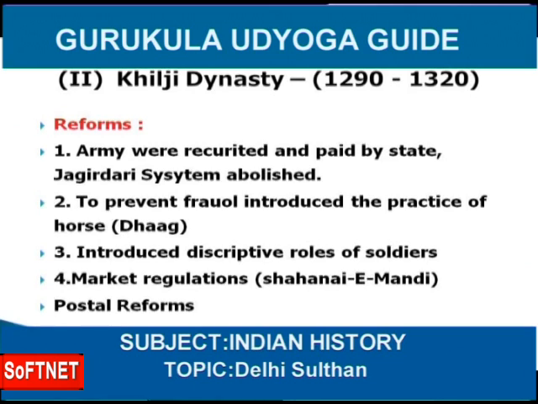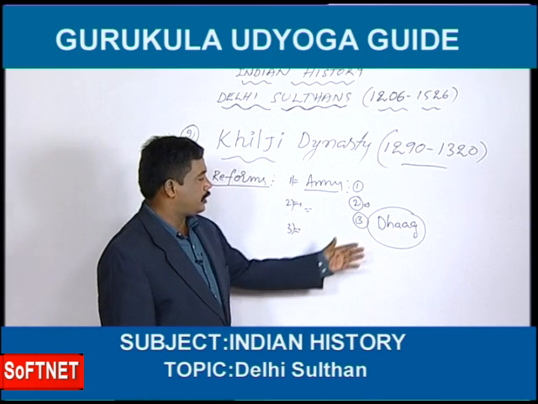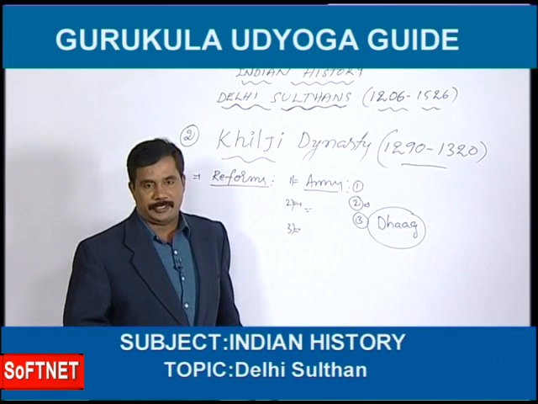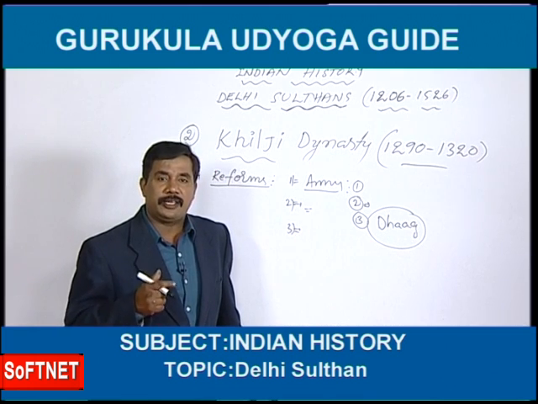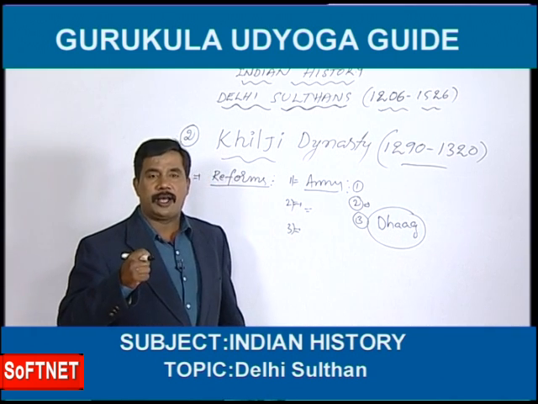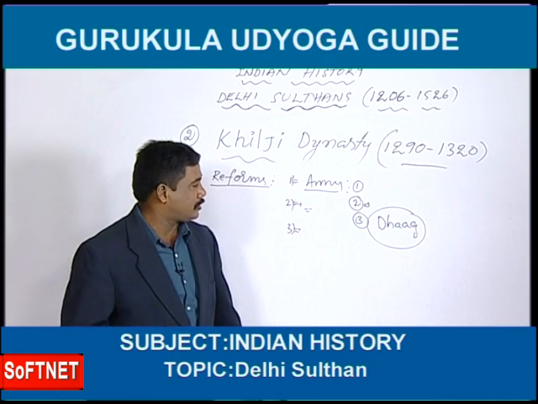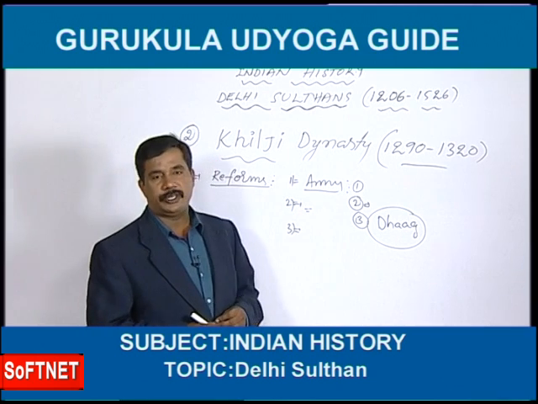And third, the Dhak system. This is also introduced by Alauddin Khilji. Dhak system means stamping on the horses. To avoid fraud in the military system, in the army system, he introduced the Dhak system. This is stamping on the backside of the horses. So these are mainly the army reforms of Alauddin Khilji.